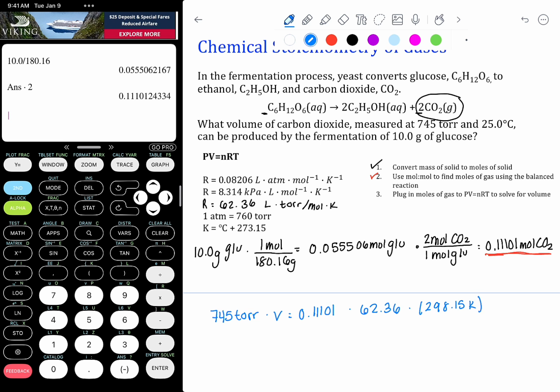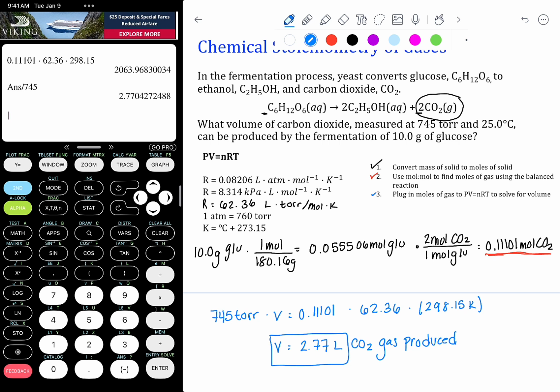So we take 0.11101, multiply that by 62.36, and multiply that by 298.15. To solve for volume, we then divide both sides by 745, and we get that the volume is equal to 2.77 liters with 3 sig figs on there. So that is the volume of CO2 gas produced.